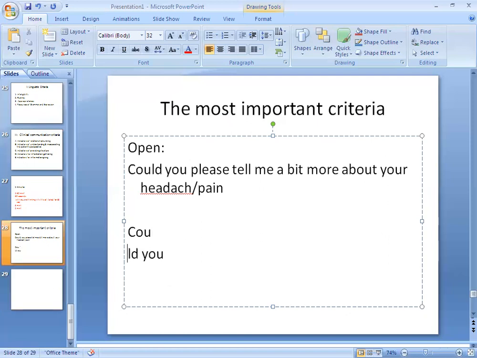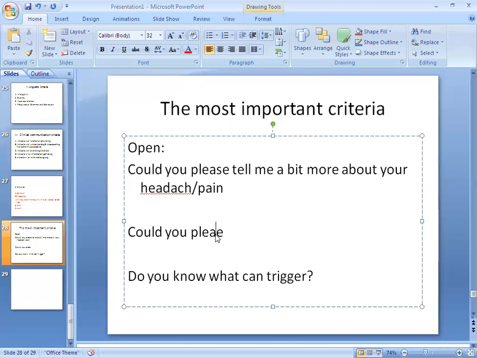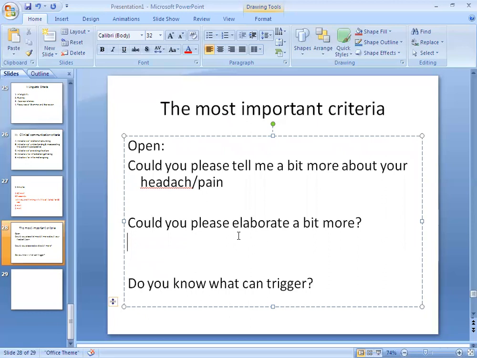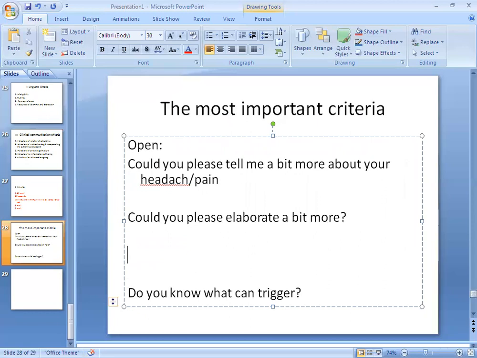Do you know? Any idea? Do you know what can trigger it? Okay, so this is a closed question, not an open question. Could you please elaborate a bit more about your condition? Could you please explain a bit more about your symptoms? Could you please tell me a bit more? Something like that. How can I help you is also an open question.